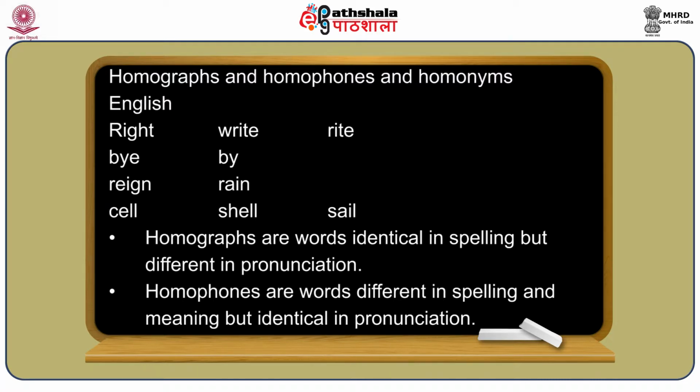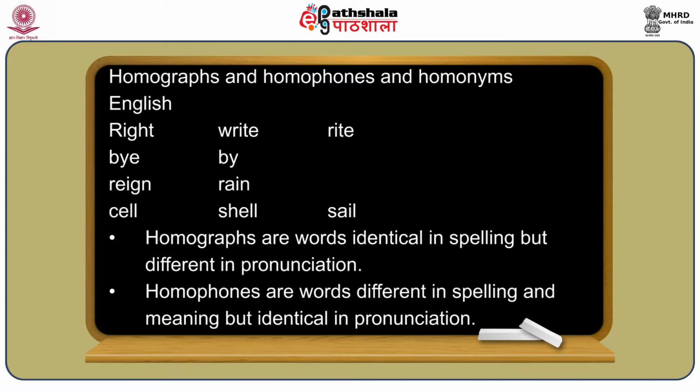For example, the English words right, write, rite. They are three different spellings, but pronounced almost the same and having different meanings. Although different in spelling, they are pronounced identically. Such words are called homophones.